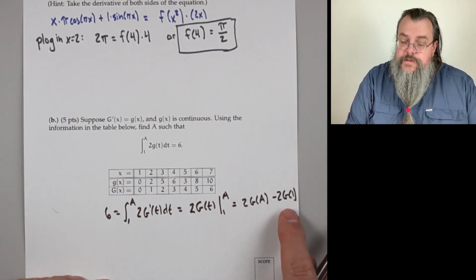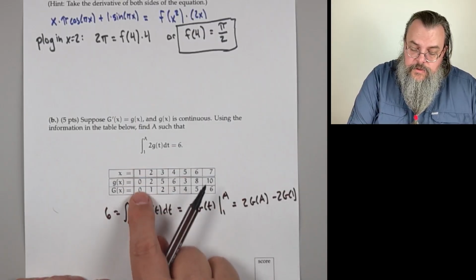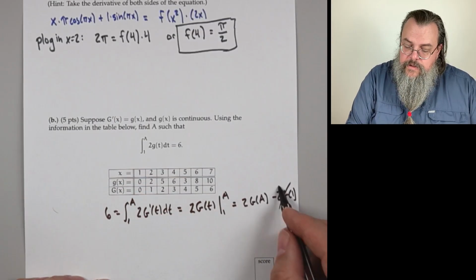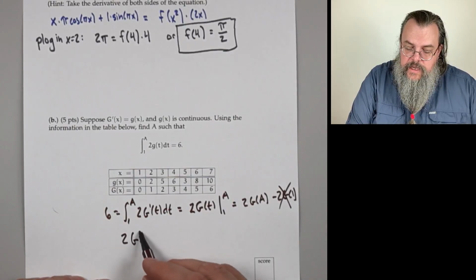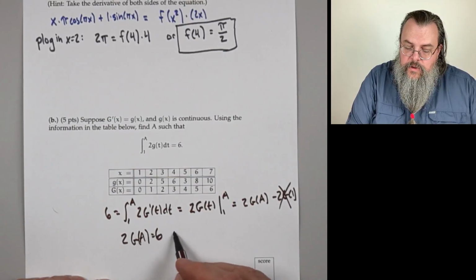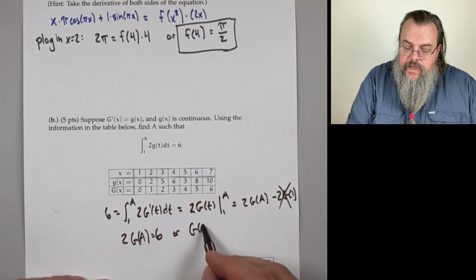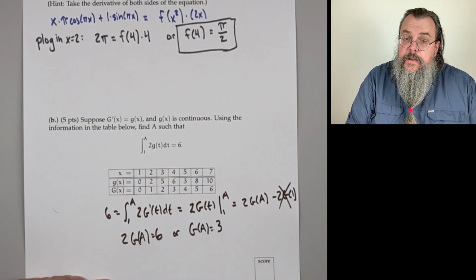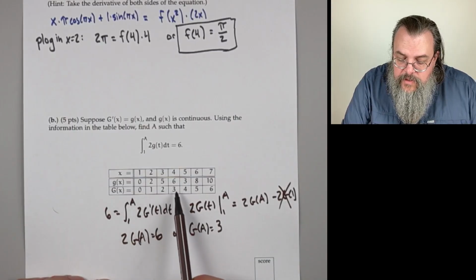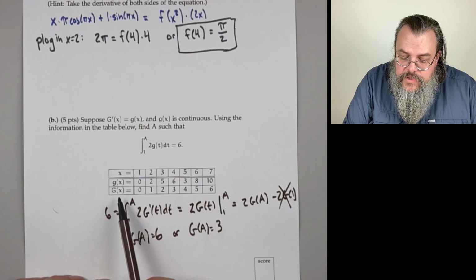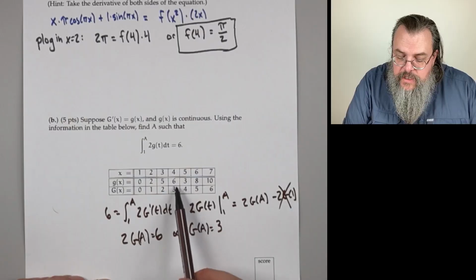Now, do we know what g of 1 is? Well, we do. It's 0. Well, that's good. So what do we need? We need 2 g of a equals 6, or we need that g of a is equal to 3. So we start going through our table. We say, okay, is there a time when g of a equals 3?